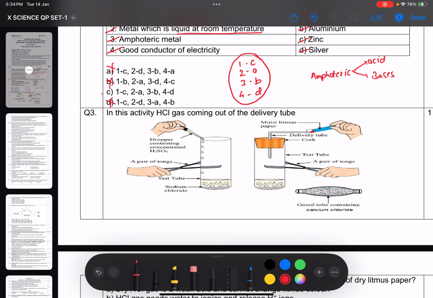So again check option C. So 1C, 2A, 3B and 4D. We have found our answer.